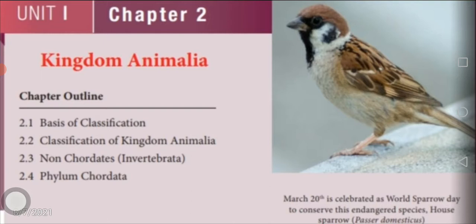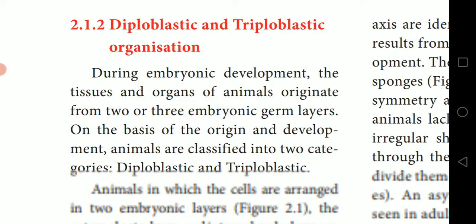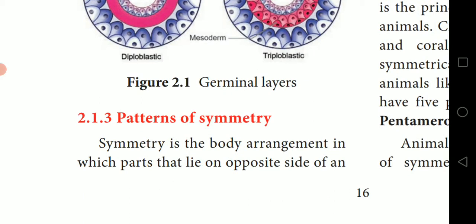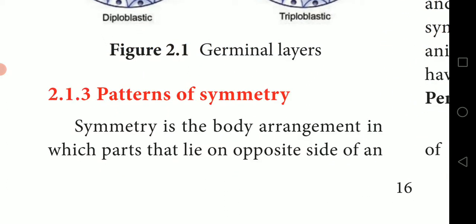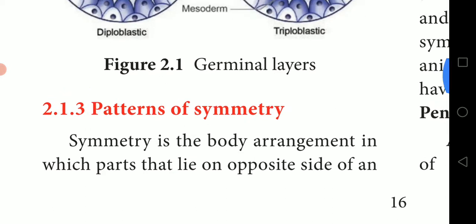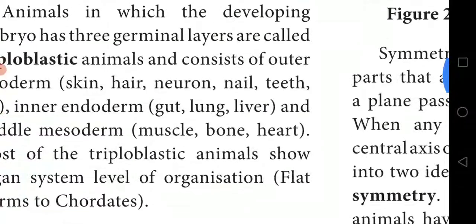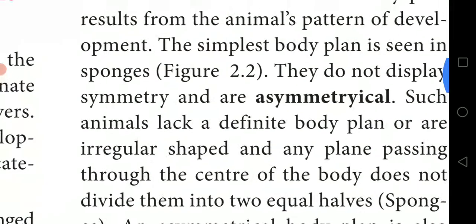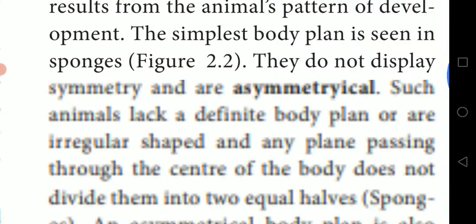Part 3. In the last video class, we have seen the organ level of organization and the organ system level of organization. Then diploblastic and triploblastic organization we have seen. Then patterns of symmetry also we have seen. In this, we have already seen what is symmetry.